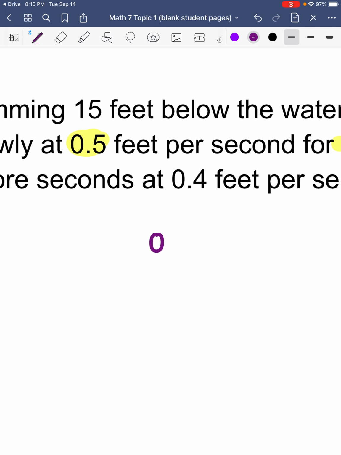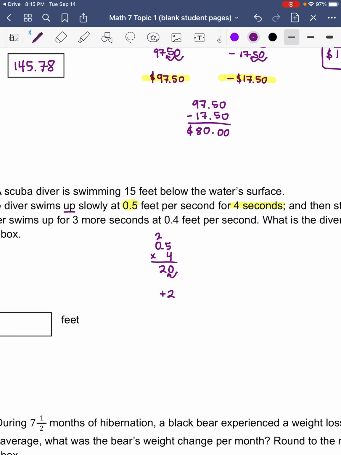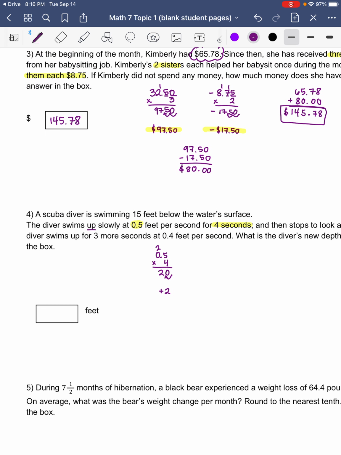So we have 0.5 times 4. 4 times 5 is 20. Carry my 2. 4 times 0 is 0 plus 2 is 2. I'm going to move my decimal 1 place over because we only have 1 decimal place in our problem. So we have positive 2 here.